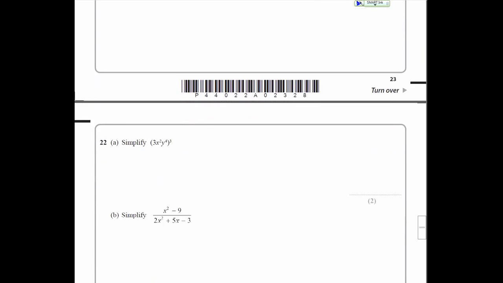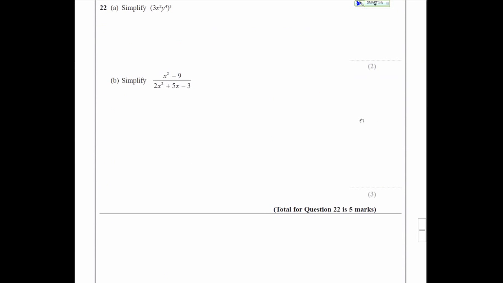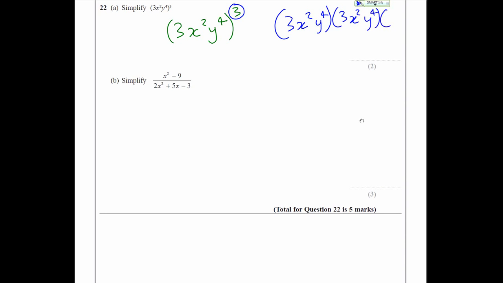How many marks? 3. Nice bit of algebra. So question 22. Simplify 3x squared times y to the 4, all to the power of 3. Now, to the power of 3 means that bracket is times by itself 3 times. Obviously, this isn't the quickest way to do it, but I'm just showing you what that notation stands for.